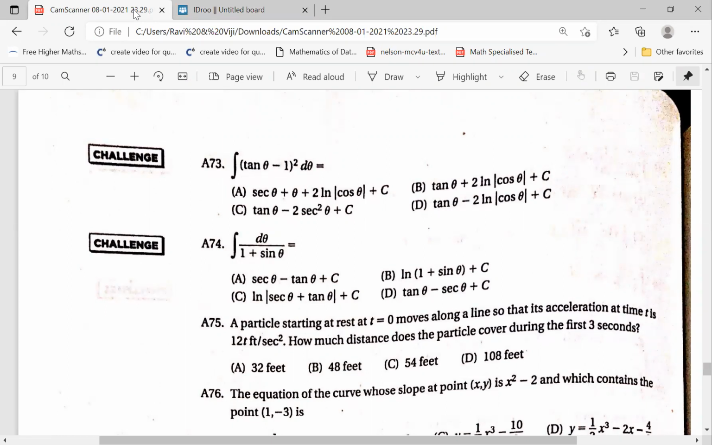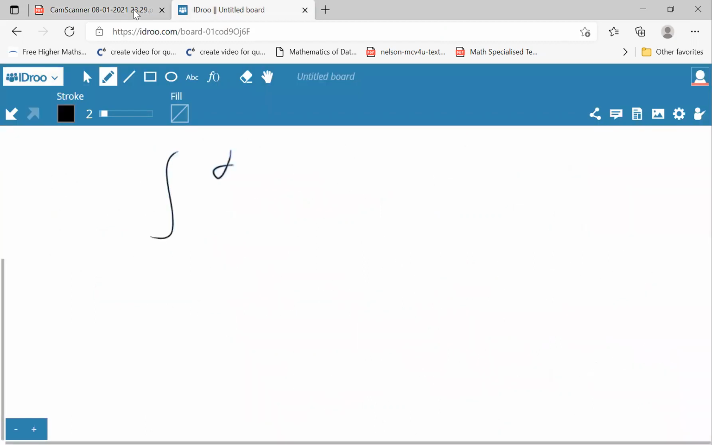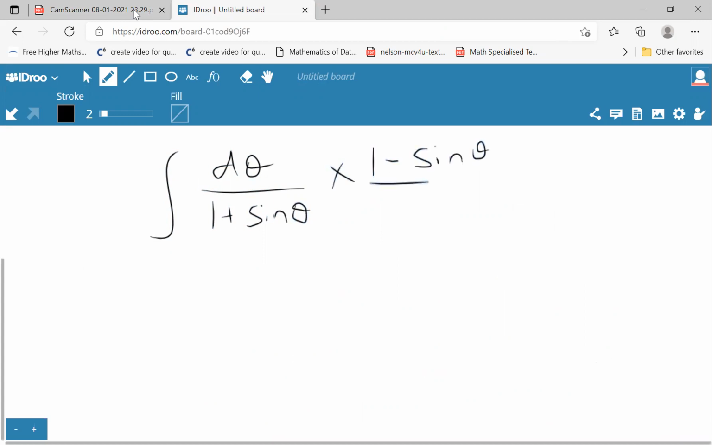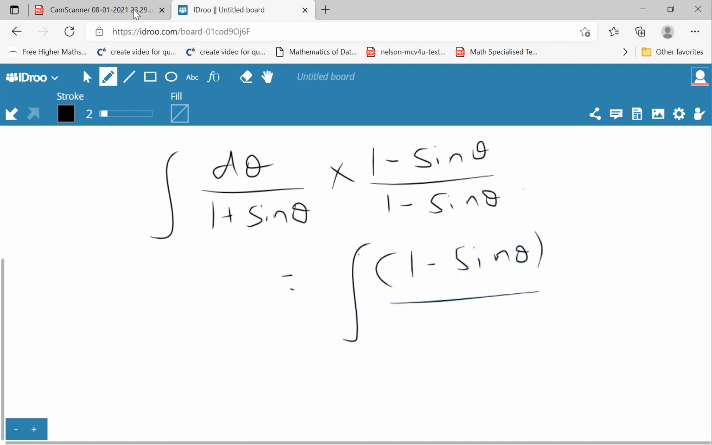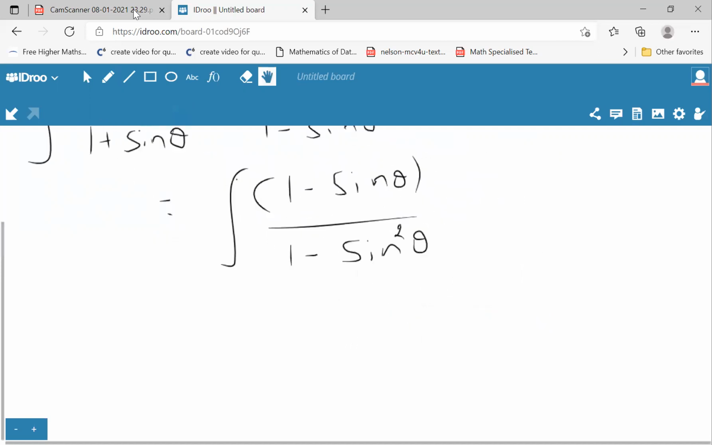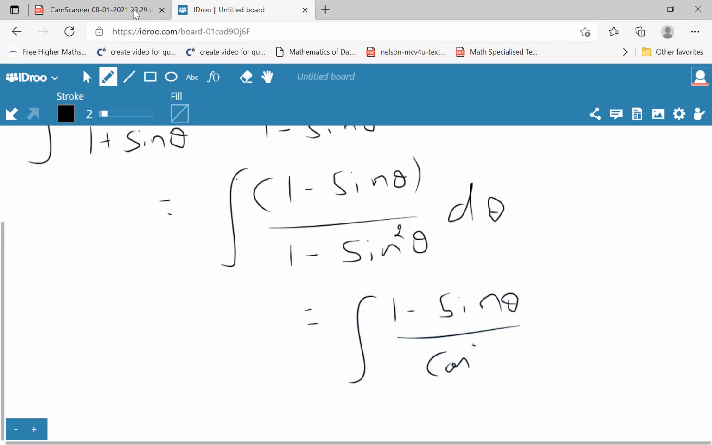Coming to the 74th, integration of d theta by 1 plus sin theta. Now let us multiply and divide by its conjugate. So that will give you 1 minus sin theta divided by 1 minus sin theta, which is nothing but integration of 1 minus sin theta by, this is of the form a plus b into a minus b, which is nothing but 1 minus sin square theta. But we know 1 minus sin square theta is nothing but cos square theta. So now this becomes integration of 1 minus sin theta divided by cos square theta d theta.